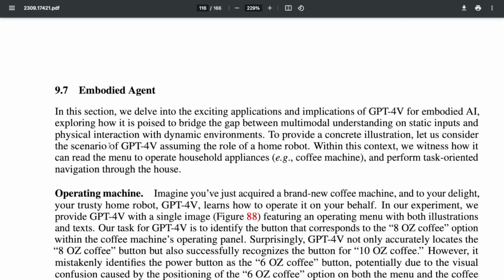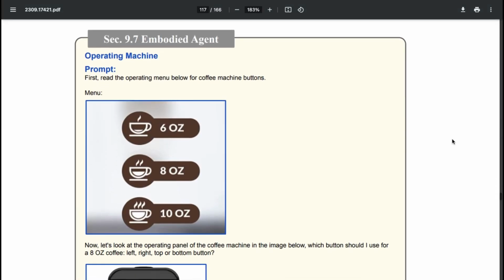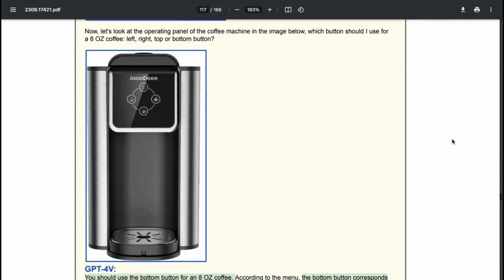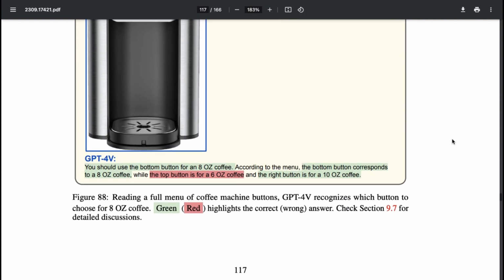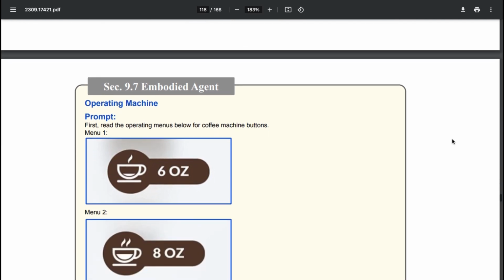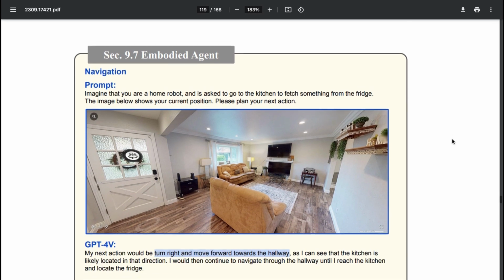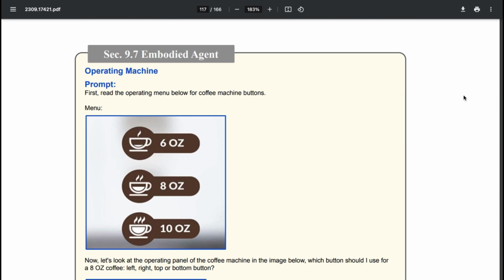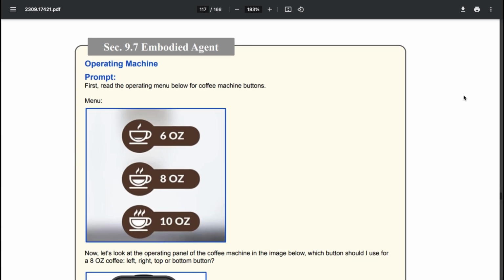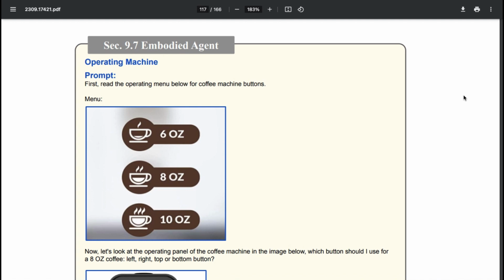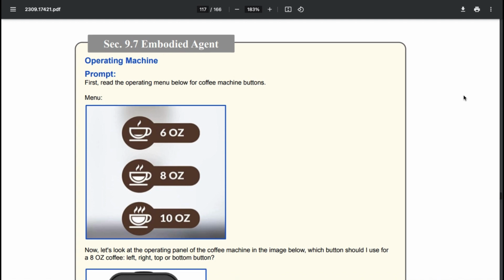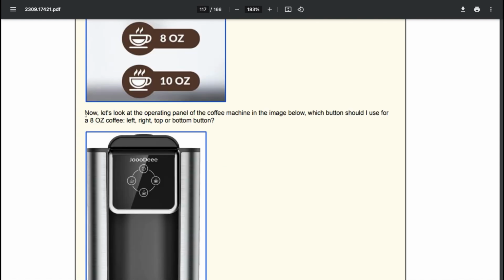Exploring how to bridge the gap between multimodal understanding on static inputs and physical interactions with dynamic environments. How to use GPT-4V to understand operating machines, for example, understanding the menu or navigation purposes. Let's look at some examples here. First, read the operating menu below for coffee machine buttons. And here's the menu. Now let's look at the operating panel of the coffee machine in the image below. Which button should I use for 8 ounces coffee?